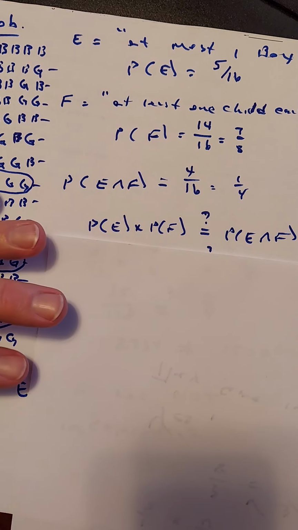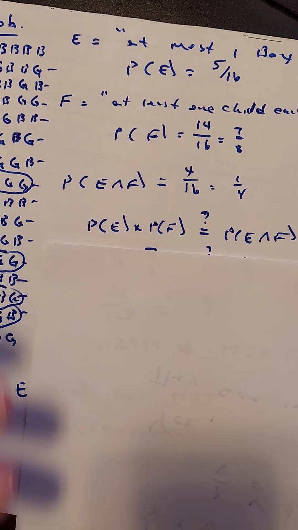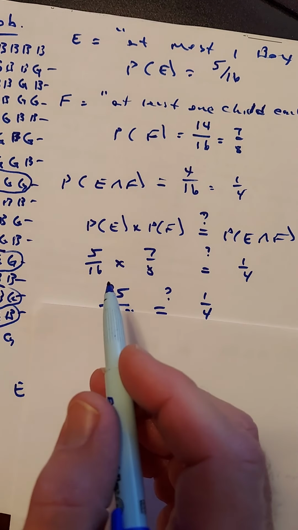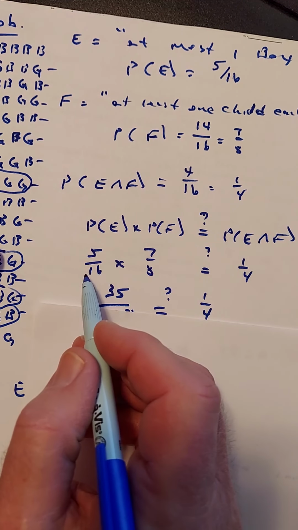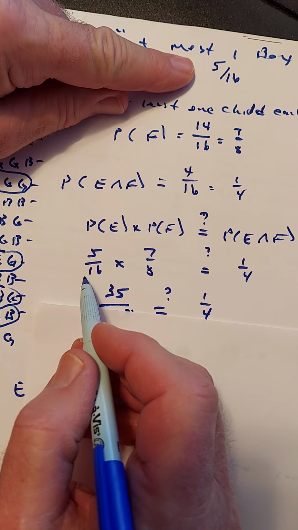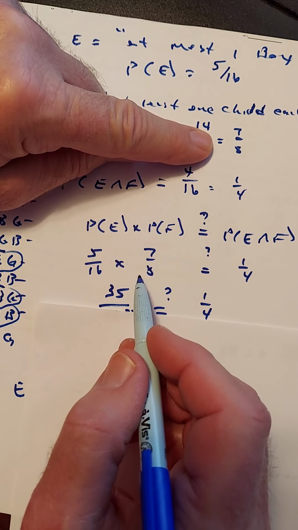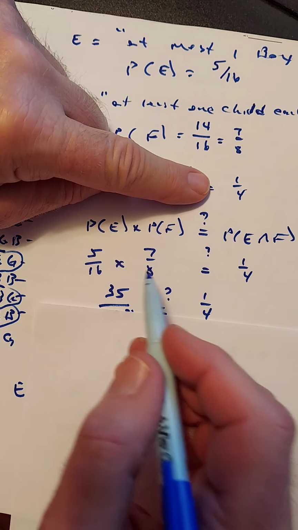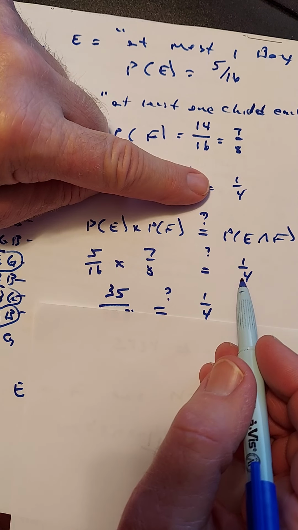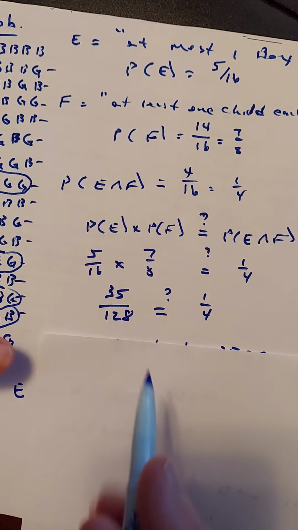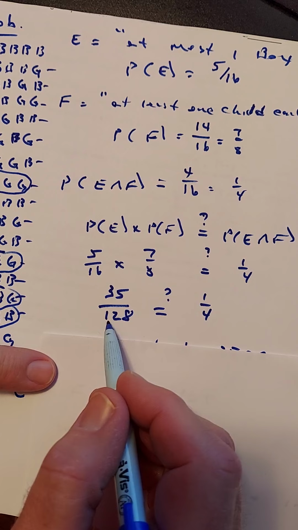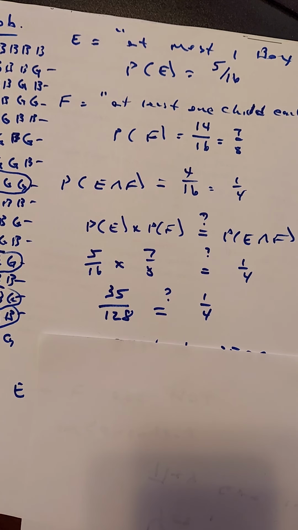Now plug it in your formula, and you're going to ask yourself, is that true? So the probability of E was 5 over 16, that was up at the top. Probability of F was 7 over 8, and the probability of both is 1/4. So we multiply those. On the left, you get 35 over 128. Is that equal to 1/4?